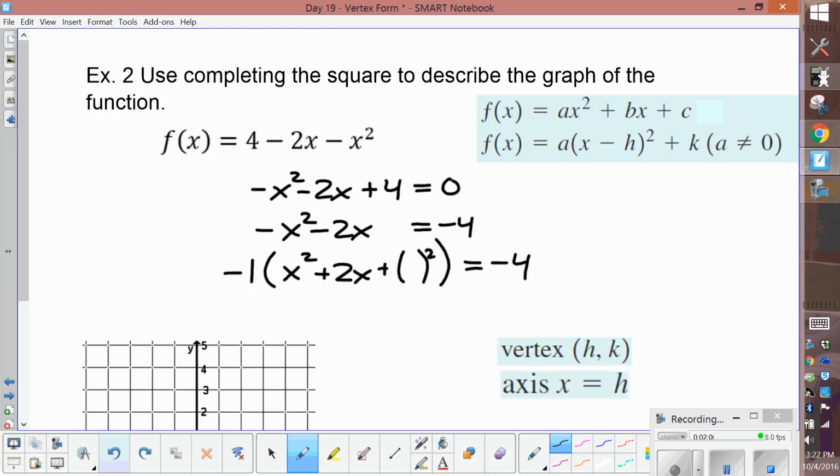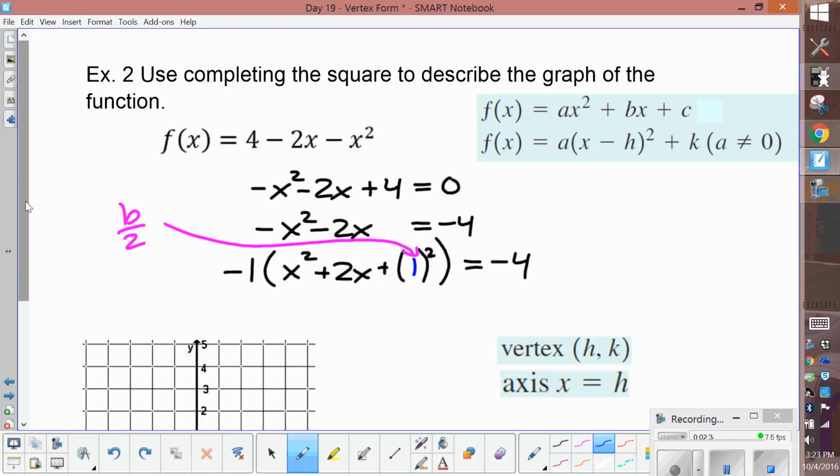Now, what goes in this spot is always b divided by 2. And in this scenario, don't look at your original b here, okay? And remember, b is always with the single x. I'm going to look at this new b down here that I have after pulling out a number. In this scenario, it's 2. Okay, so 2 divided by 2 is 1. So the number that goes in this spot is 1.